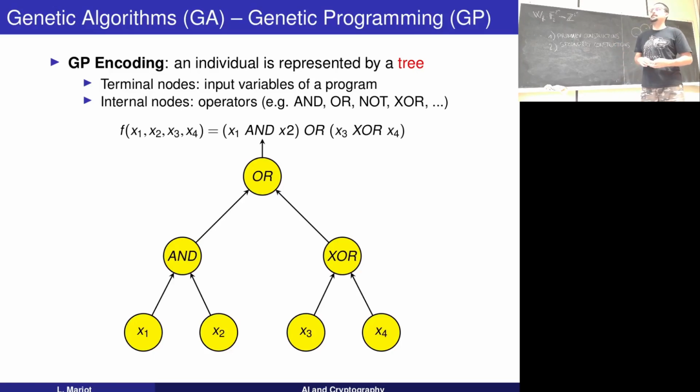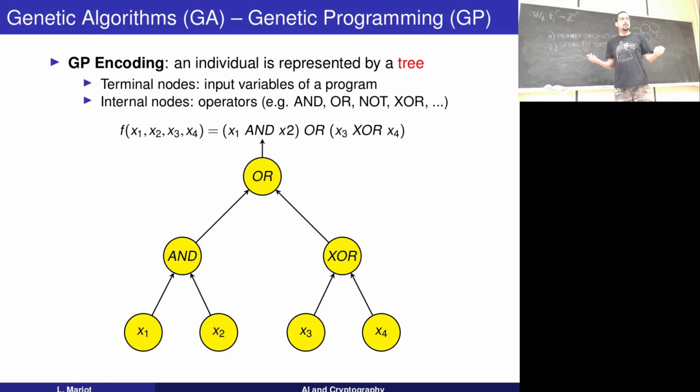In particular, genetic programming is encoding an individual by using a syntactic tree. So an example would be that the terminal nodes of this tree would be the input variables of our program or of our Boolean function. The internal nodes instead are operators that are combining what comes from below.